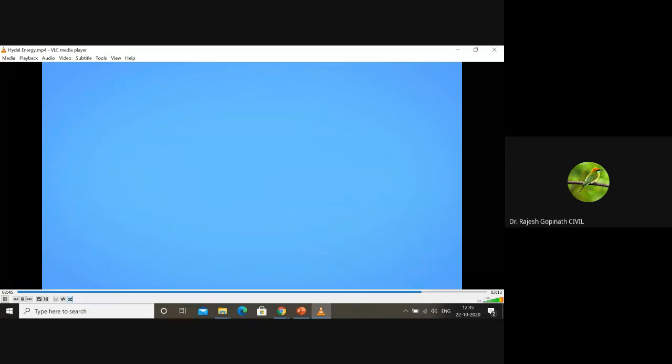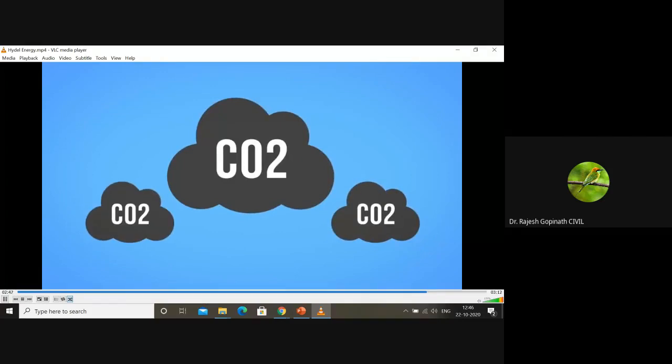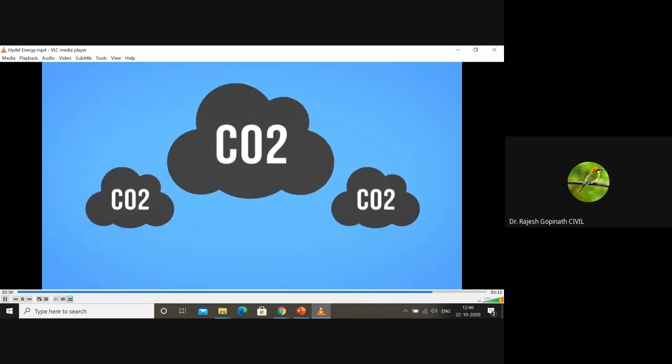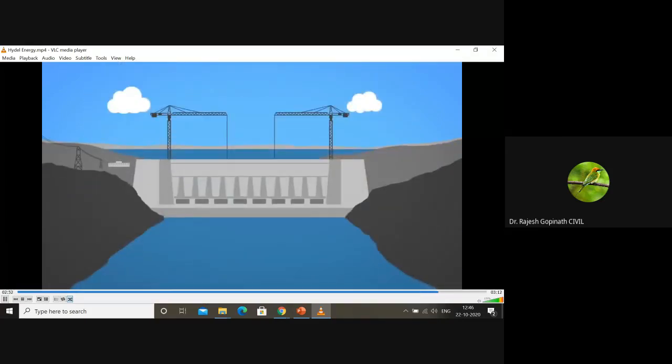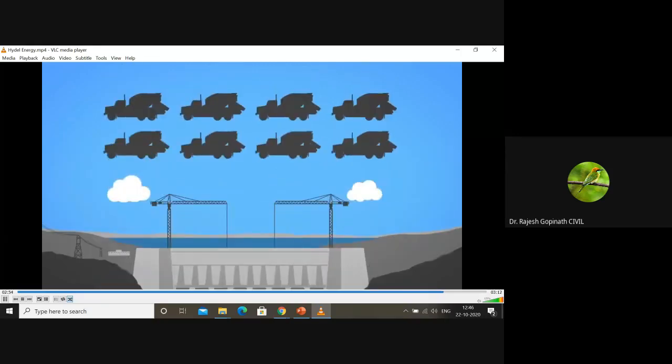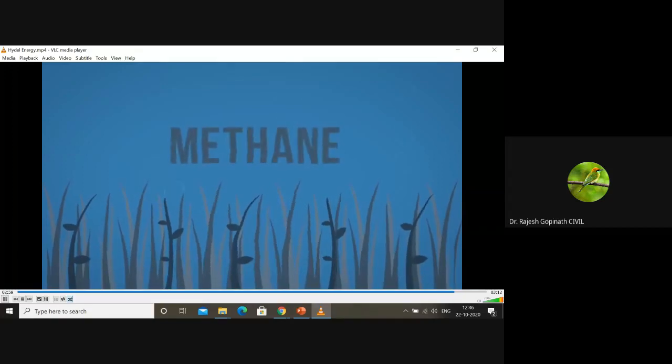Hydro plants are also not completely free of greenhouse gas emissions. As with most forms of energy, carbon dioxide emissions happen during construction, particularly due to the large quantities of cement used, and plant matter in the flooded areas makes methane, another greenhouse gas, as it decays underwater.